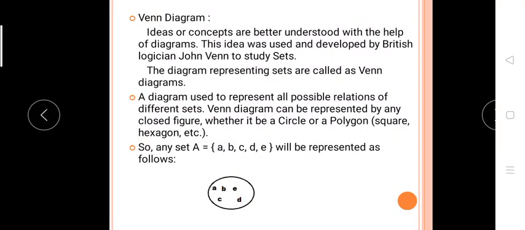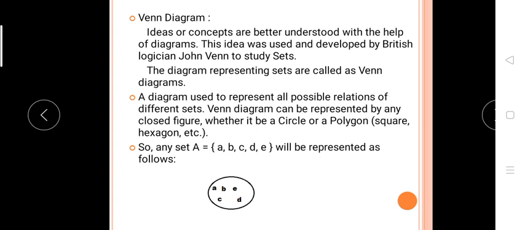Good morning, students. Now, in today's session, we are going to learn about the Venn diagram. Then the question arises, what is this Venn diagram? In the last session, we learned about sets and the different types of sets. Now, in this session, I am going to explain the Venn diagram. All of you know very well about the Venn diagram.